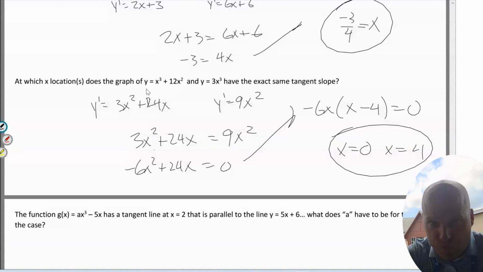Now, at 0, both of these slopes are going to be 0, so that's fun. But at 4, both of these slopes are going to be some very large number, 9 times 16.